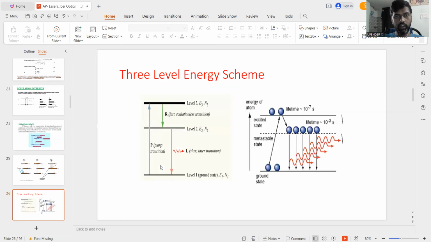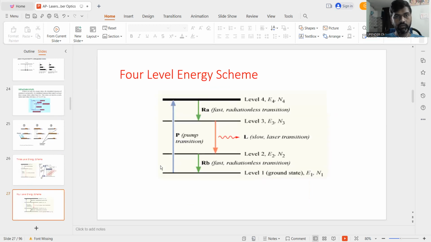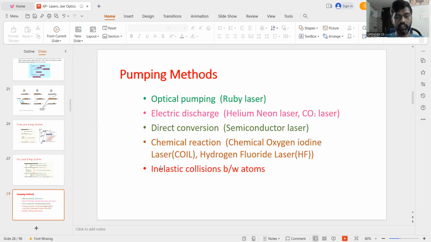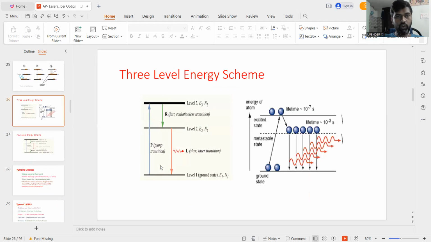Coming to the next topic, pumping methods. Before going to the pumping methods, first we have to discuss the 3-level energy scheme and the 4-level energy scheme. What is happening in the case of the 3-level energy scheme, and what is happening in the case of the 4-level energy scheme? First, look at the 3-level energy scheme. There are 3 energy levels here: E1, E2, E3.